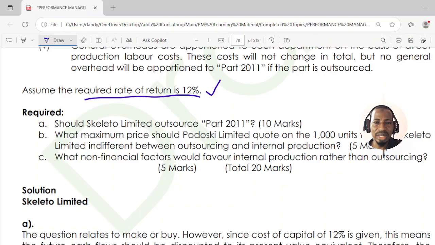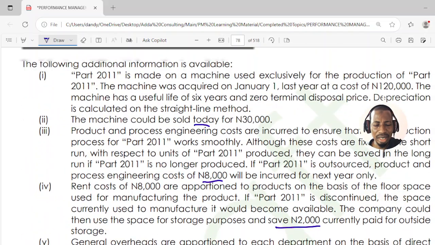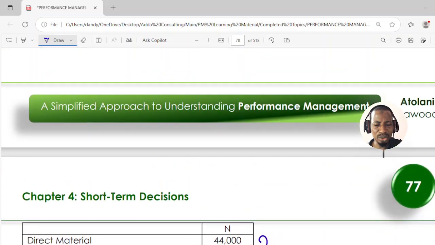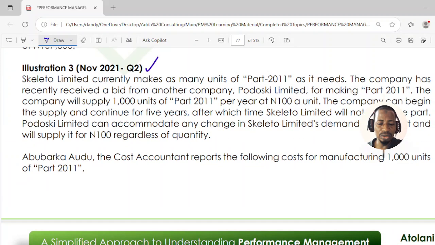When this question was tested, the majority of the students could not attempt it because they don't know how to treat the cost of capital. In fact, it was outside this. They did not expect that they were going to have a cost of capital. They don't know what to do with it. Some of them decided to ignore the question. Even those that attempted it scored below average. That was the examiner's report. The question was tested, I think it was May or November 2021. Okay, yes, November 2021. So that's the question there.